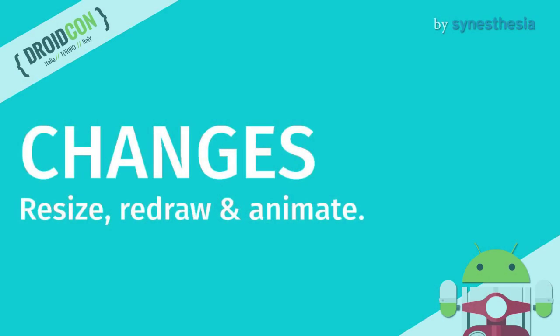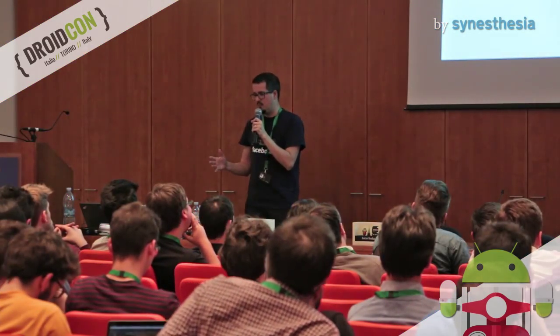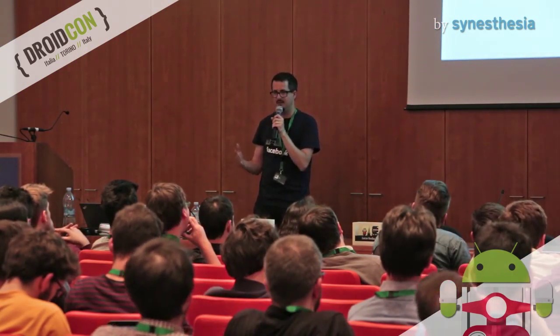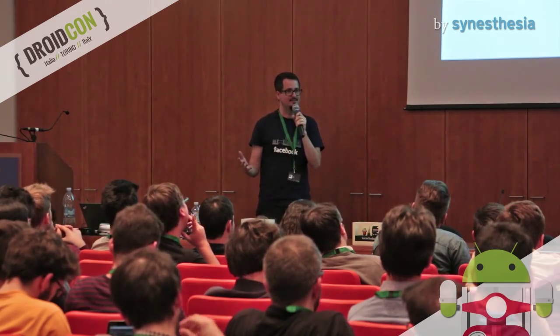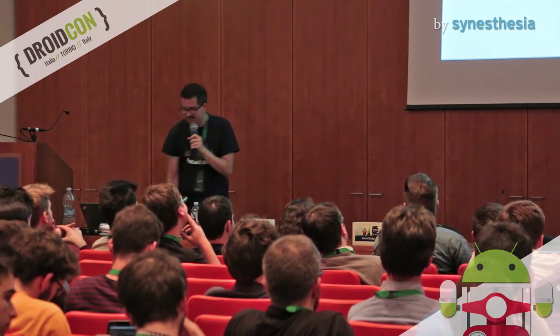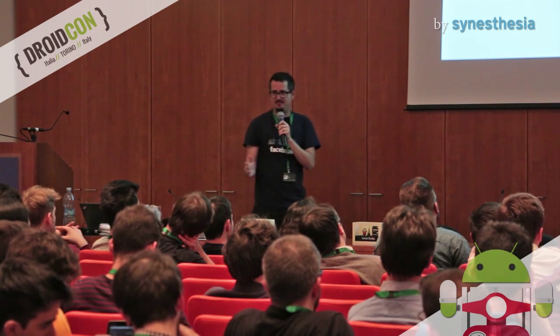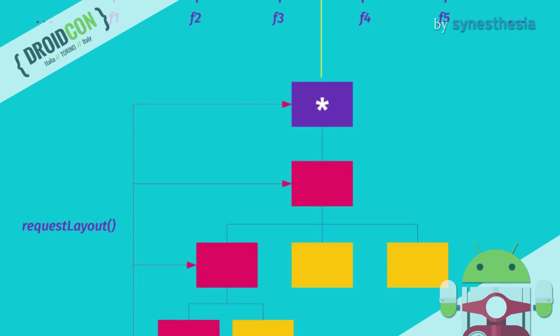So, talking about changes. I covered how you display stuff on screen. But what happens when you want to change something on screen? What happens when you do a request layout? Request layout is used everywhere in any view interaction you have. If you set visibility, request layout. If you set the size of something, a layout param, you request layout. If you enter a new screen, that would be a request layout somewhere.